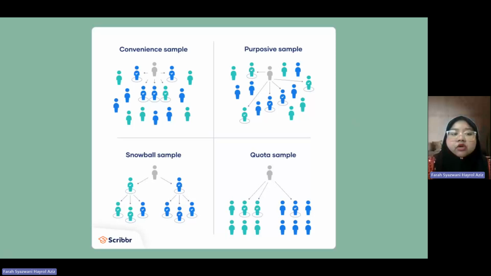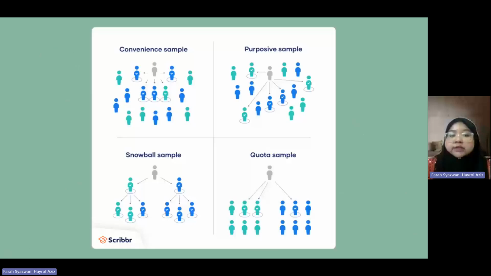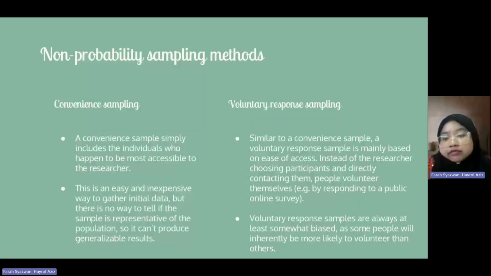Okay, so convenience sampling simply includes individuals who happen to be most accessible to the researcher, whoever is nearby to you. This is an easy and inexpensive way to gather initial data, but there is no way to tell if the sample is representative of the population. So it cannot produce generalizable results.